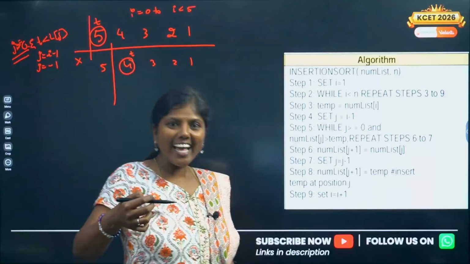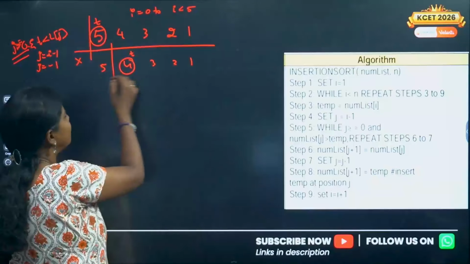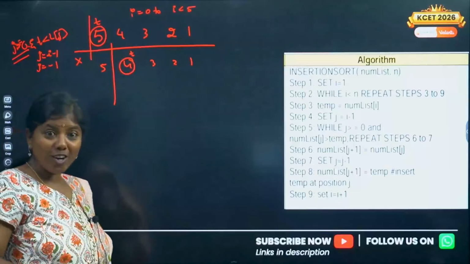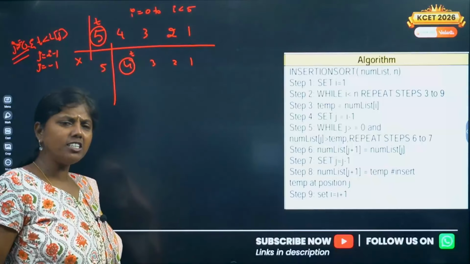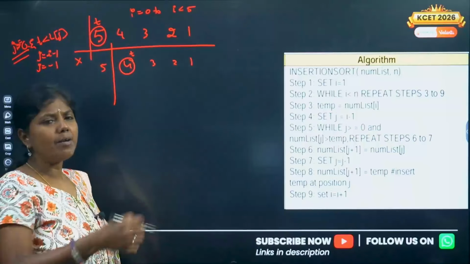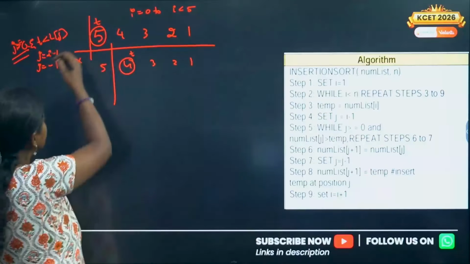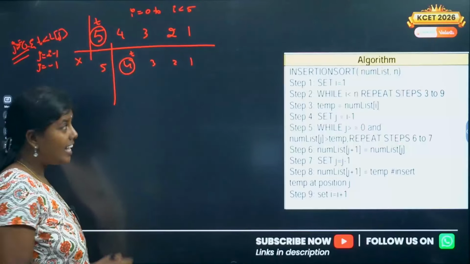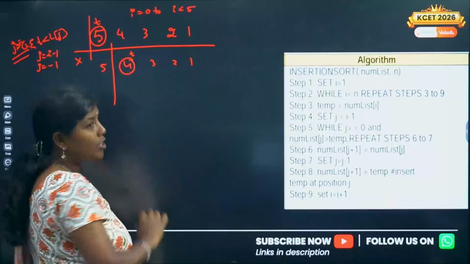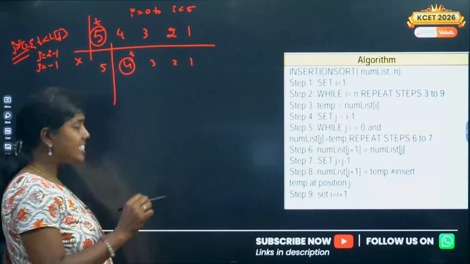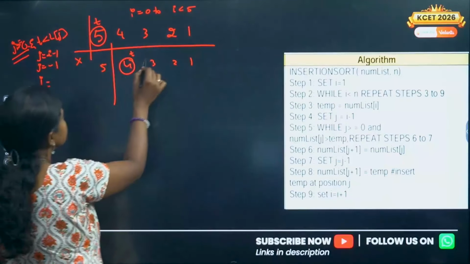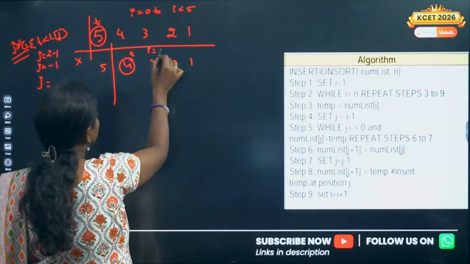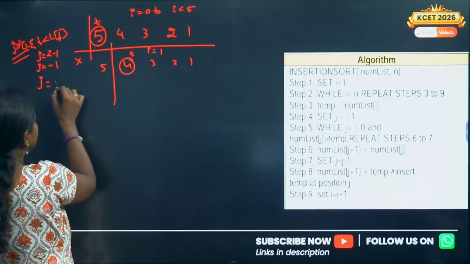Now 4 I have got, I can compare with 5, because 5 is already there. For the first paper, I didn't have any comparison, that's why it is not done. 4 and 5, you compare it. Now what is the value of j? In this case, what is the value of I? I is equal to 1 now. J should definitely be 0.